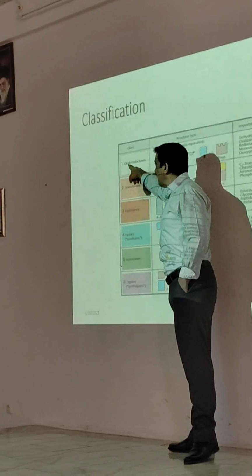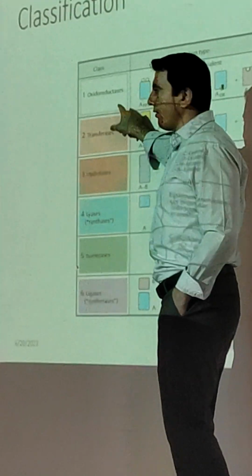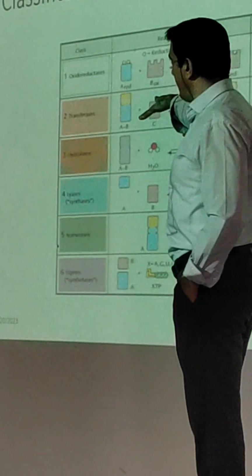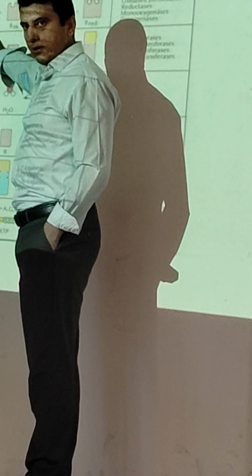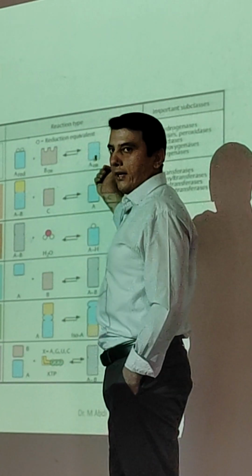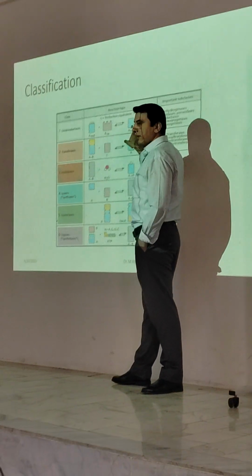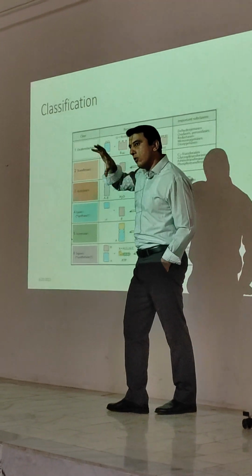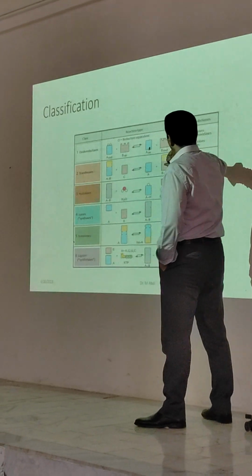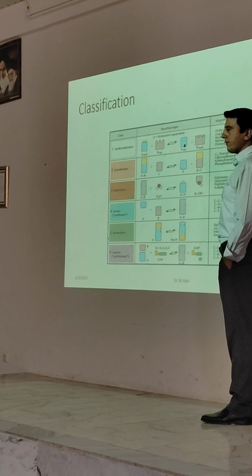The first one is oxidoreductase. Oxidoreductase means this enzyme can oxidize a molecule and reduce another one. Both reactions are performed by this enzyme. You can see some examples for this enzyme.